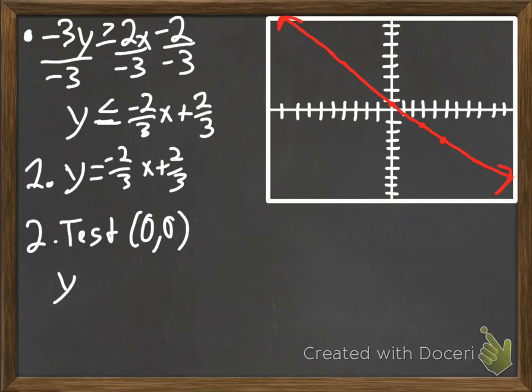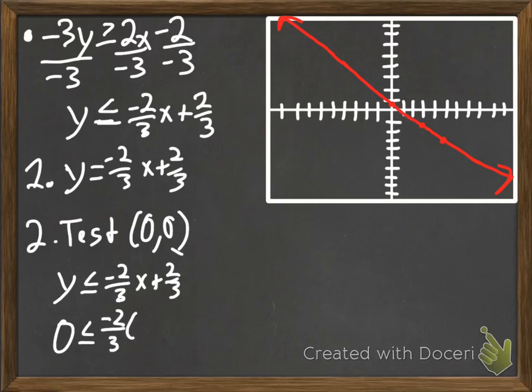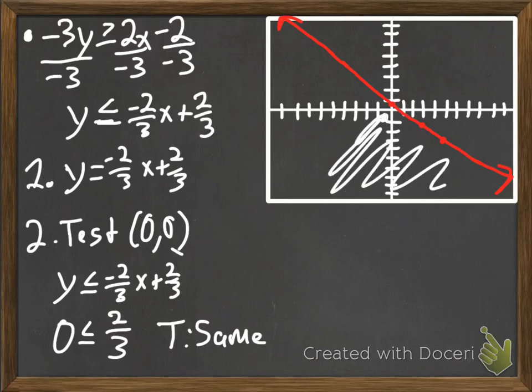So we take our y less than or equal to negative 2 over 3x plus 2 over 3. Plug in zeros. We get 0 less than or equal to negative 2 over 3 times 0 plus 2 over 3. Well, we know anything times 0 is 0, so this goes away. So what we have left is 0 is less than or equal to 2 over 3. Now, is this true or false? It's true. And if it's true, we shade the same side as our point. So we look and see where 0, 0 is. It's over here, so we shade this entire side.